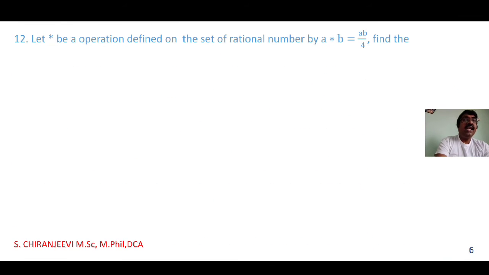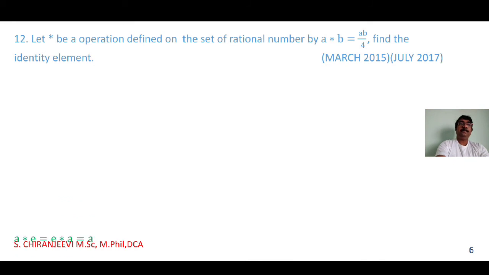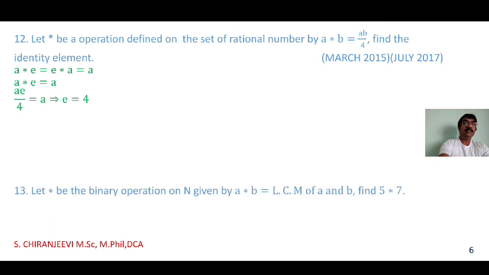Next, 12th one. Let star be an operation defined on the set of rational numbers by A star B equal to AB by 4. Find the identity element, which is asked in the year March 2015, July 2017. So A star E is E star A equal to A, which is the property of identity element. So we take A star E equal to A. So AE by 4 equal to A. A, A cancels, E is 4, which is the identity element.